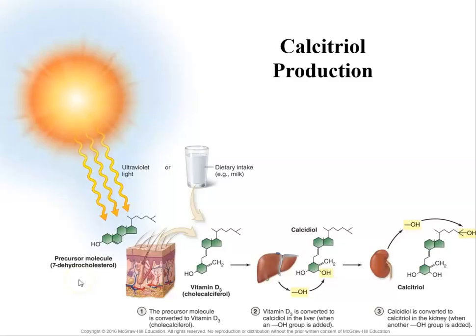Calcitriol production we learned a little bit about in the integumentary system. What happens is you have a precursor molecule that gets hit with ultraviolet light and it becomes vitamin D3. Or you drink a yummy glass of milk which contains vitamin D3. So now you have vitamin D3 in your system. It's going to travel to the liver where it gets converted into calcidiol, and then calcidiol goes to the kidneys where it gets converted into calcitriol.